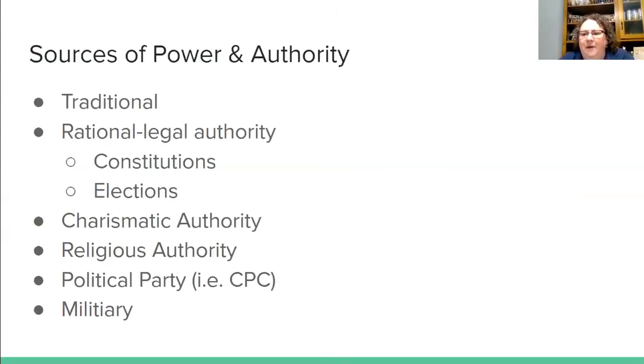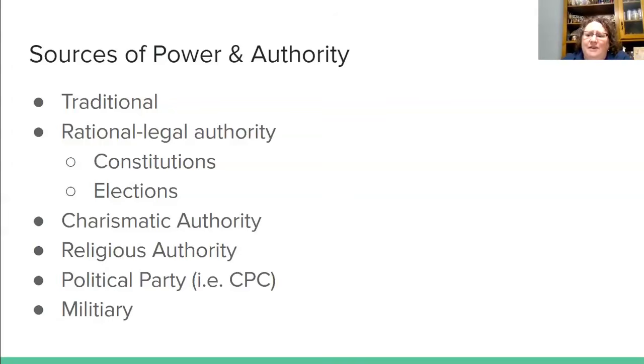So what are our sources of power and authority? We've talked about these terms a lot. I use these terms that we have traditional, like in the UK, rational legal, which is your constitution, elections, charismatic authority with people like Putin and Supreme Leader Ayatollah Khomeini, the original one, Mao Zedong. I would say Xi Jinping also has that charismatic authority. And then there's also religious authority, which the Ayatollah has.